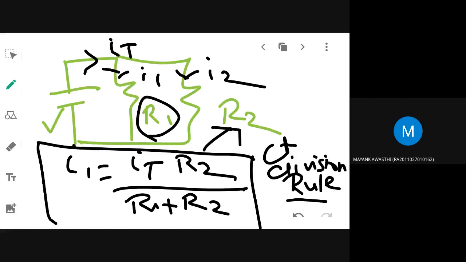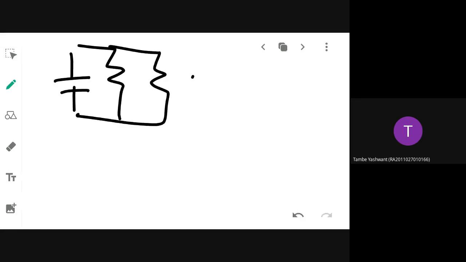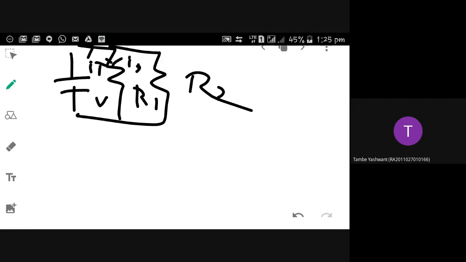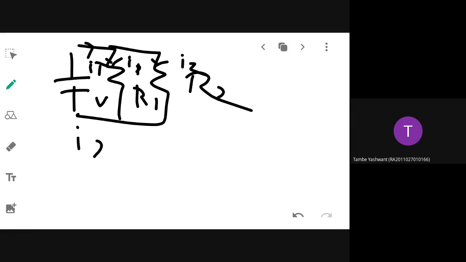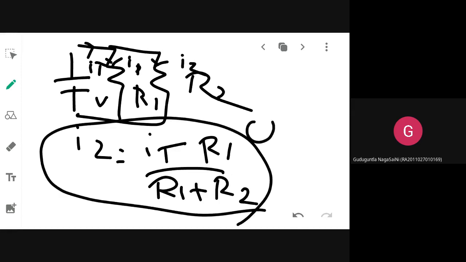So this is the current division rule. Suppose I want to obtain the current through I2, then what will be my equation? I2 is equal to IT into R1. Wait, let me redraw it again. R2, R1, V, IT, I1, I2. Now I want I2, the current through resistance R2. In the same way I can find it by applying the current division rule. So what will be the formula? You tell me. IT into R1 by R1 plus R2. Okay, so this is again my current division rule.